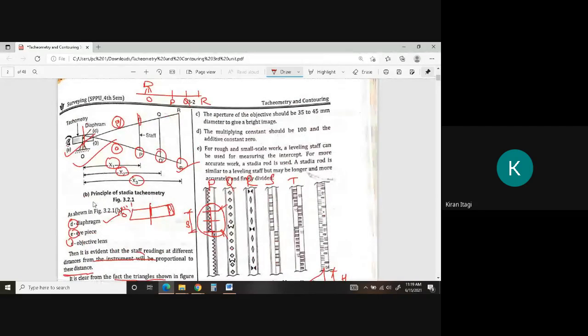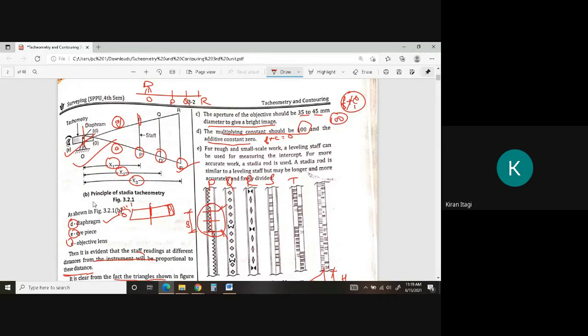And the aperture of the objective should be 35 mm to 45 mm diameter to give a bright image. Just now I said the multiplying constant should be 100. Just now I explained, normally f upon i will be 100, and the additive constant, that is f plus c, will be equal to 0.